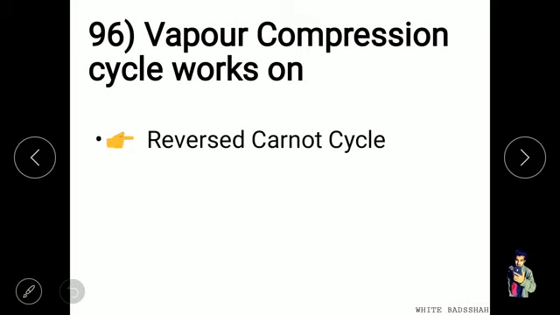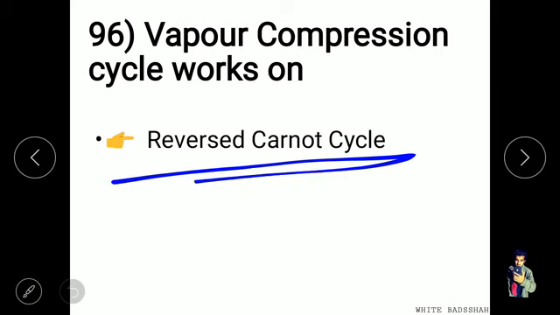Now, the vapor compression cycle works on the reversed Carnot cycle.